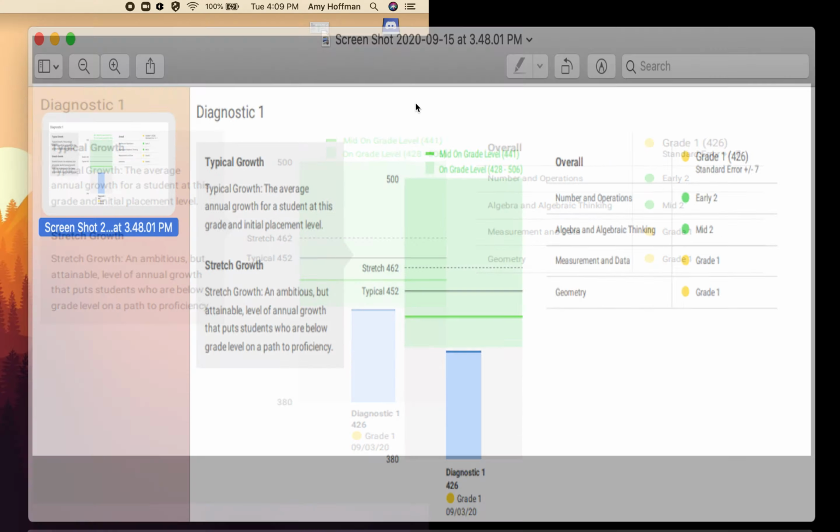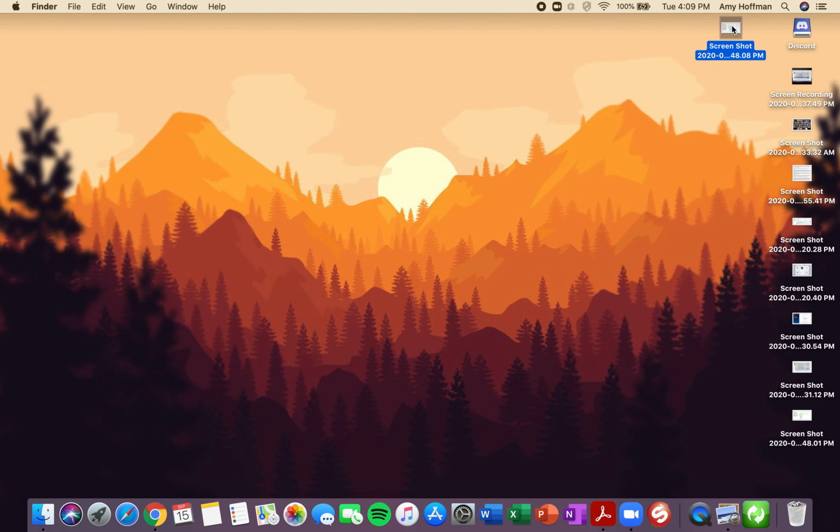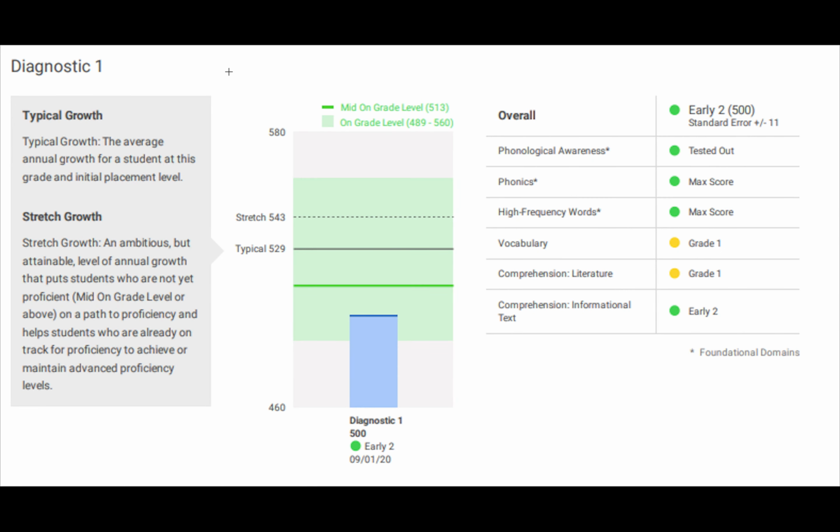Let's take a look now at an example of a reading report. So here comes the reading one. One thing to notice, everyone, for reading is that there are more domains. There are more topics inside of the reading diagnostic, and so you'll see more categories listed out in that table on the right for your student's report.